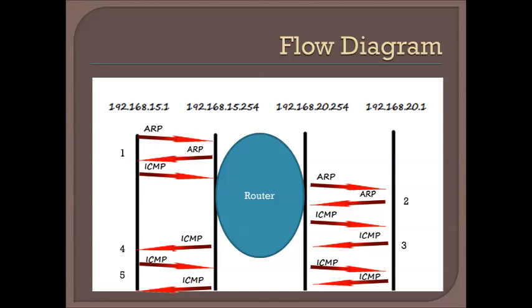So if we're going to mark this off in sections of the conversation, remember, the first thing that happened on the 15 network was the ARP and then the ICMP. That moved across to the other side where we saw another ARP exchange, and then the ICMP was forwarded there, number 3. Number 4 is when the ICMP echo response or reply was sent back to 15.1 from 15.254. And the last part of this conversation is the second ICMP echo request and echo reply exchange.